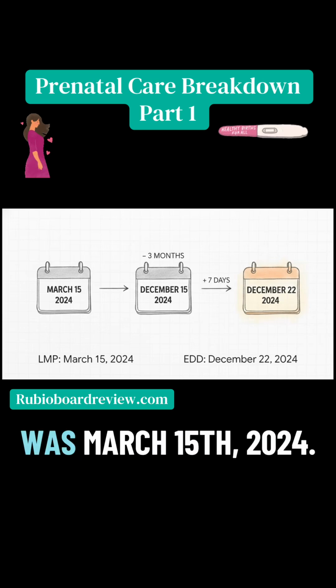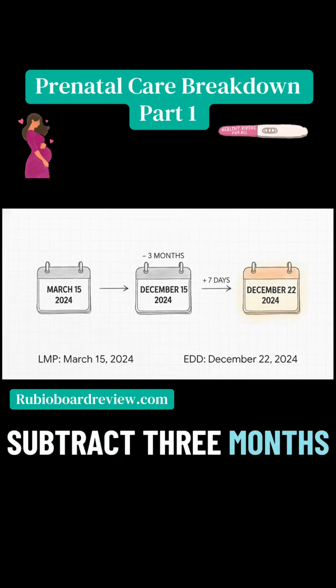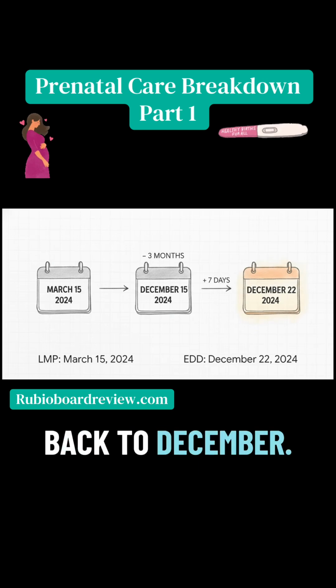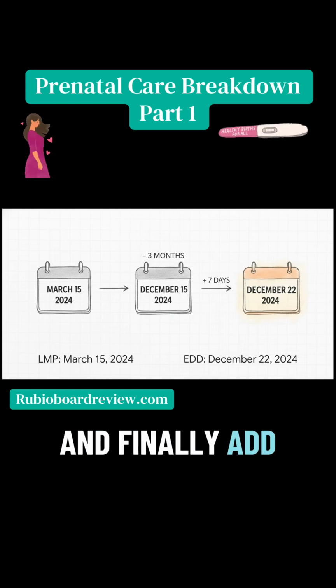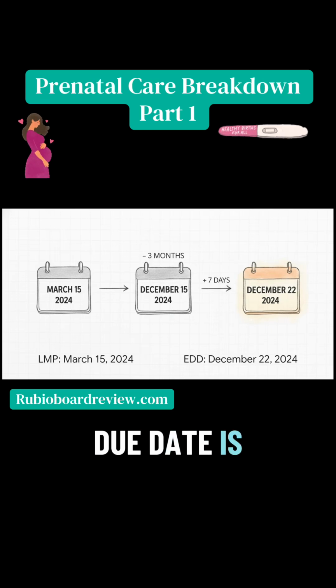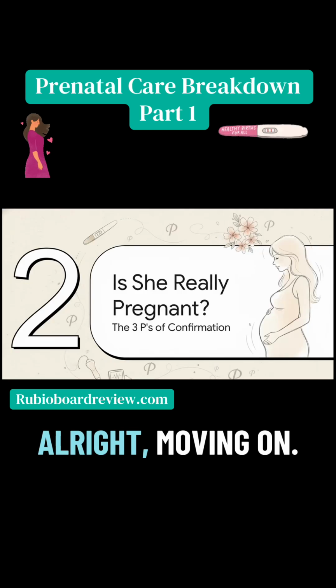Let's say the LMP was March 15th, 2024. First, subtract 3 months from March. That takes us back to December. Now add 7 days to the 15th. That gets us to the 22nd. And finally, add 1 year. So the estimated due date is December 22nd, 2024. See? Simple as that. All right, moving on.